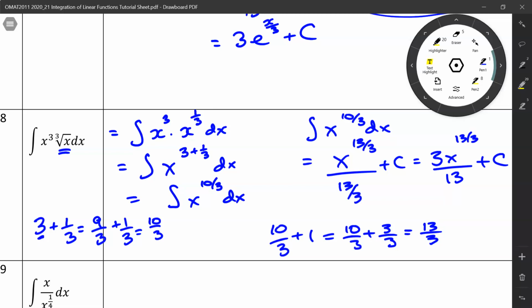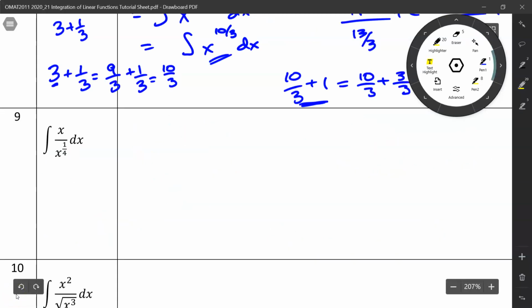So the first job is to use our rules of indices, express the cube root as a power, and then we add the two numbers together. So we're adding the 3 and the third together. And then when we integrate, we need to add 1 to that power, 10 over 3.